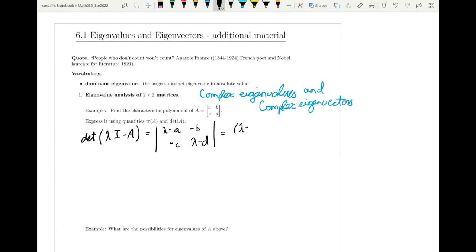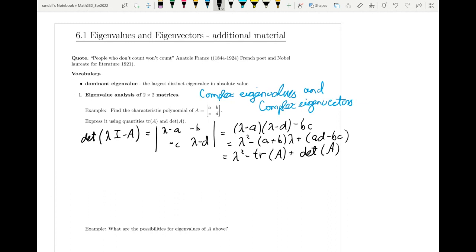Okay, so we compute this quantity here. We'll get lambda minus a times lambda minus d minus bc. So let's work this out. So lambda squared minus, and then the terms proportional to lambda, a plus d lambda. And then we get the last term, which is ad minus bc. Now, written this way, we recognize that the second term here is the trace of the matrix A, that is the sum of the diagonal entries, and the constant term is the determinant of this matrix A. So that comes out in the formula for a 2x2 matrix.